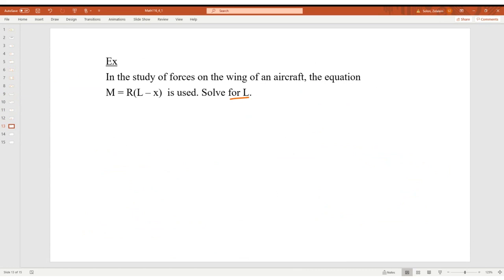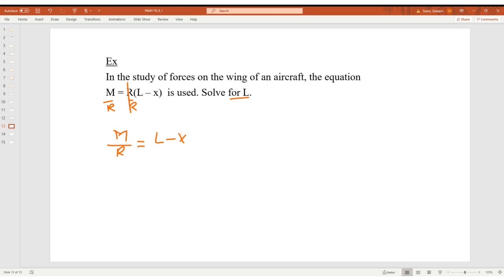Now, we can approach this problem in two ways. One, we can distribute the R and then solve for L. Or we can start by dividing by R so that L minus x will be by itself. Divide both sides by R. So you have m over R equals, the R cancels out, L minus x. So this is just a one step equation, L minus x.